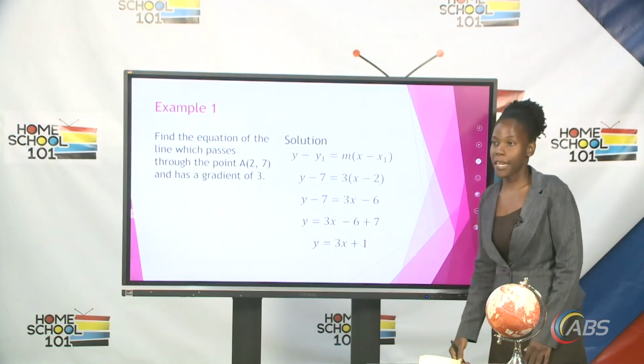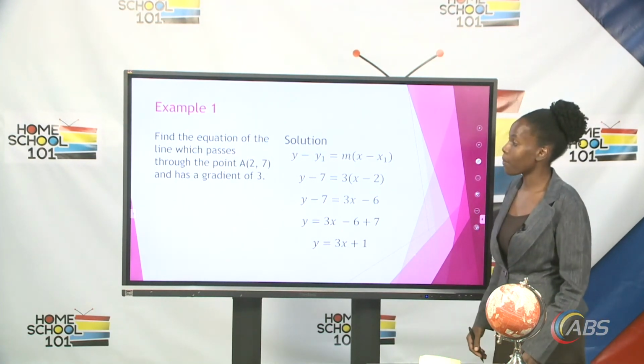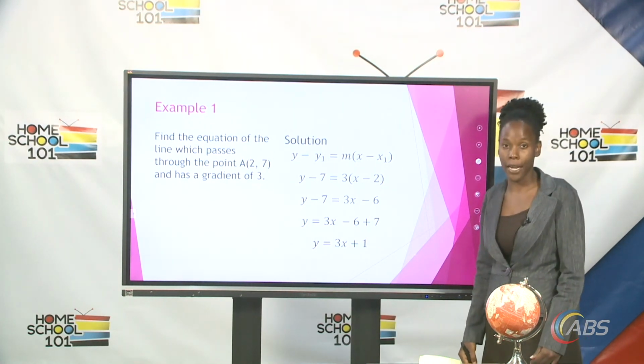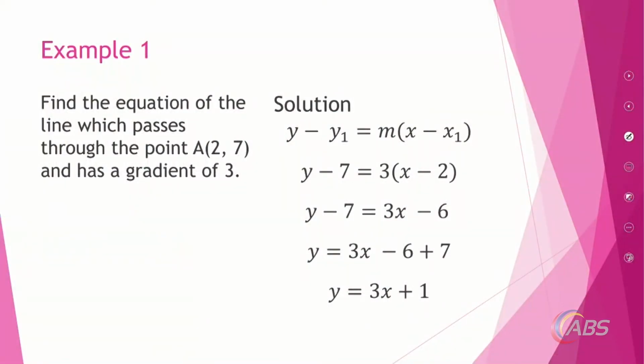So an example, it states, find the equation of the line which passes through the point A with coordinates 2, 7 and has a gradient of 3. So again, we would simply substitute in our formula using y minus y1 is equal to m times x minus x1. So looking at our points, our coordinates are 2 and 7. So remember that the second coordinate is our y value. So substituting, it becomes y minus 7 is equal to 3 times x minus 2.